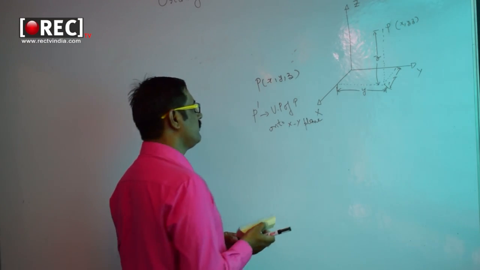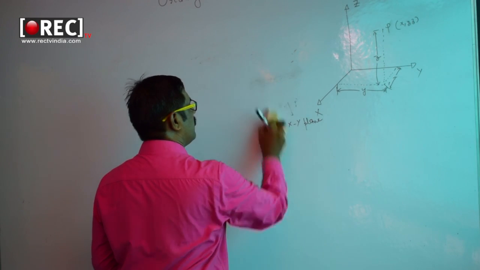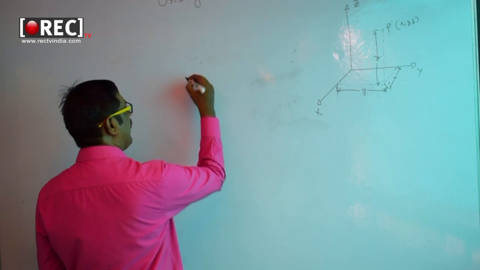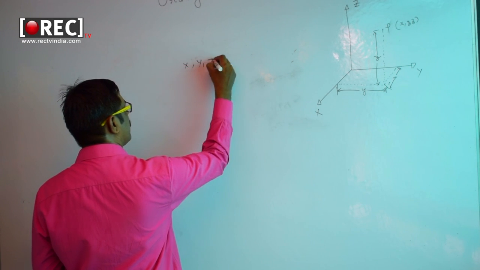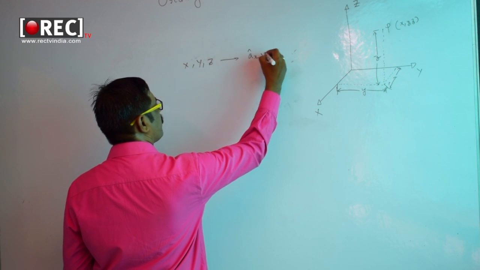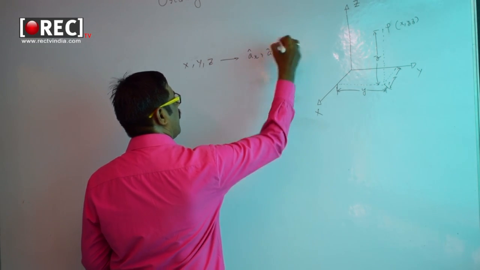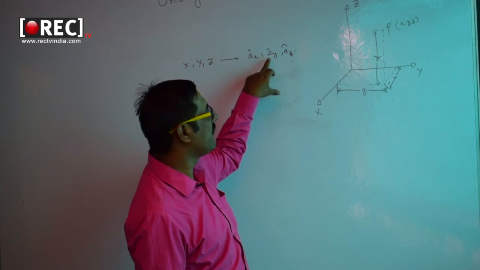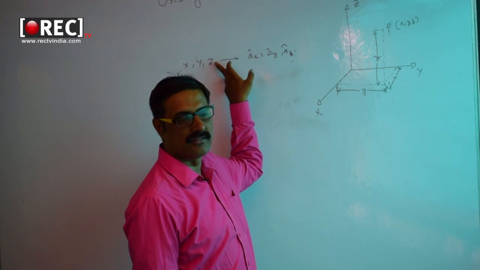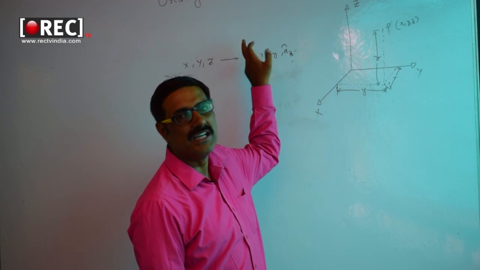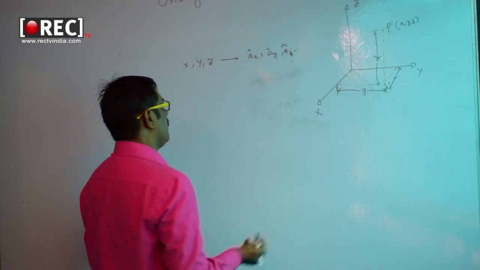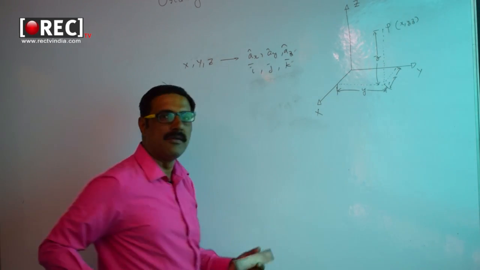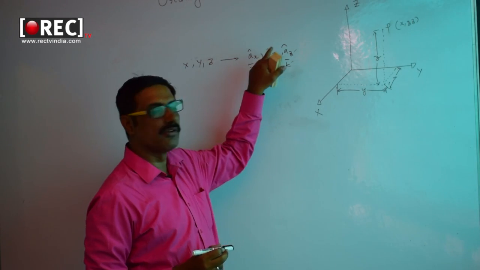Now let me explain the increments in the Cartesian coordinate system and the unit vectors. Along the X axis, Y axis and Z axis, we have got a_x cap, a_y cap and a_z cap as the unit vectors. So what is a_x cap? It is a unit vector along the X axis. What is a_y cap? It is a unit vector along the Y axis. And what is a_z cap? It is a unit vector along the Z axis. Similarly, in some textbooks it can also be represented as i bar, j bar and k bar.